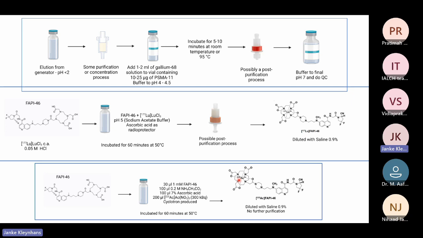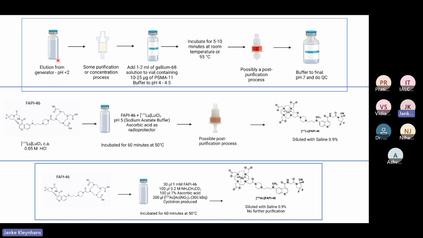Lutetium, very easy. You add your lutetium, you buffer to pH 5 with sodium acetate buffer. You add some radioprotection, antioxidants, if you want or not. You incubate for 60 minutes, post-purify, and you have your lutetium radiopharmaceutical. And indeed, actinium, that we all hear about at these conferences, everybody's running around about it. I have some strong opinions, but anyway, actinium is also very easy to label. My experience was lutetium was the easiest. Actinium was still relatively easy. I had more problems with gallium than the other two.